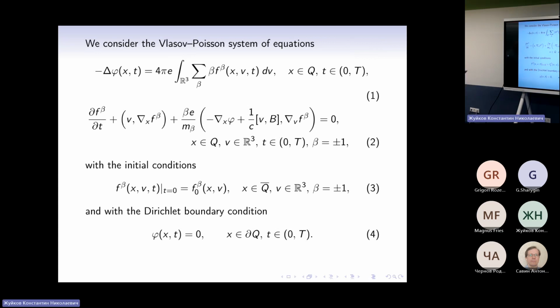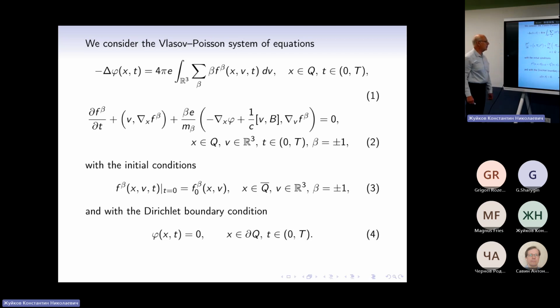Here you can see the system of equations (1)–(4). The unknown functions are phi of x, t and f beta of x, v, t. What do they mean? Phi is the potential of the self-consistent electric field at the point x at the moment t. And f beta represents the so-called density distribution function of charged particles. If beta equals +1, this corresponds to positively charged ions. If beta equals -1, this corresponds to negatively charged electrons.